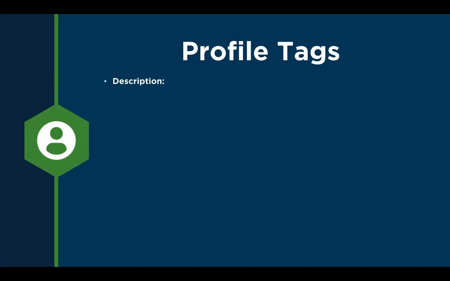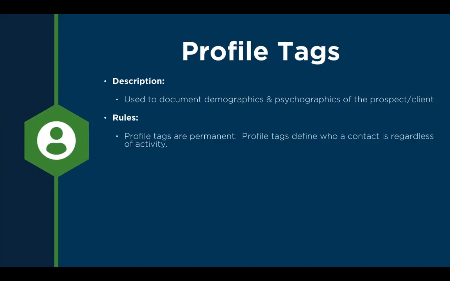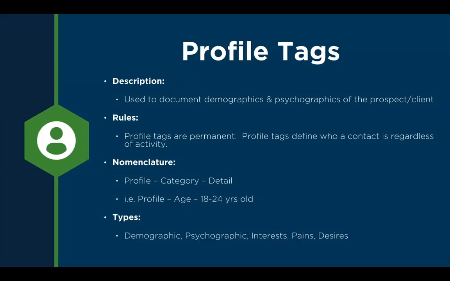All right, next is profile tags. Activity tags told us what they did. Profile tags tell us who they are. So we use these to document demographics and psychographics of the prospect or client. These are also permanent, right? These profile tags define who a contact is regardless of activity. So we might have things like age, right? Profile dash age dash this person's in the 18 to 24-year-old bracket. And you can come up with all kinds of demographic and psychographic categories that you would put people into there in addition to age. So you have demographic, psychographic, interests, pains, desires, etc. All of those types of things go into profile.